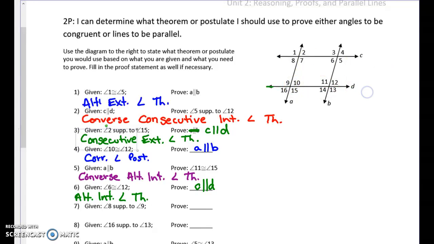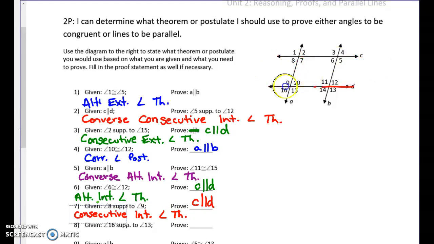Given 8 is supplementary to 9, well, let's find 8 and 9. Here's 8, here's 9. Those are consecutive interior angles. And if my consecutive interior angles are supplementary, then C and D would be parallel. C would be parallel to D by the consecutive interior angle theorem.